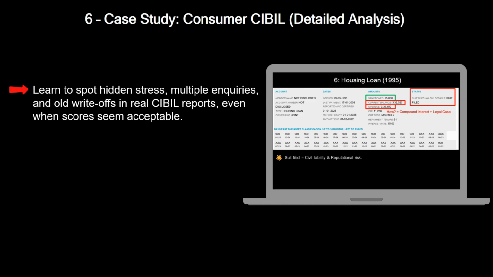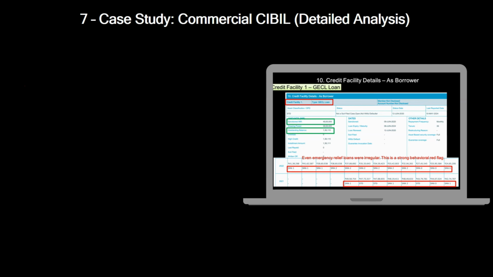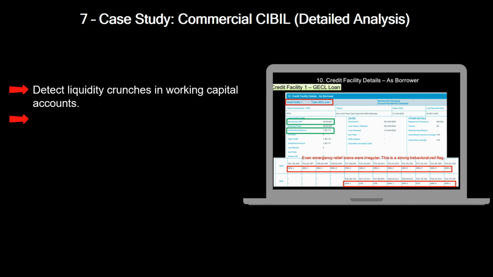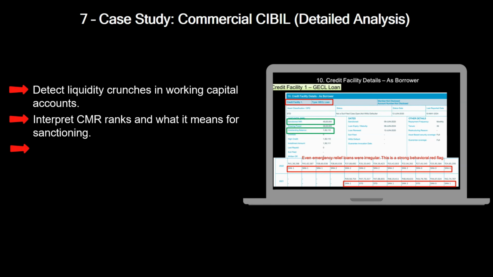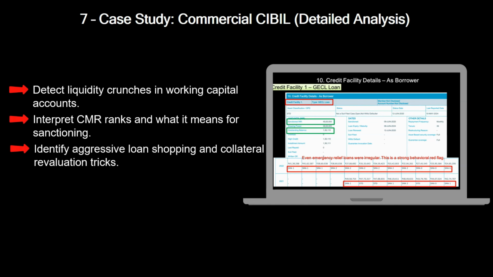Then finally, we will close this masterclass with a live commercial CIBIL analysis. So here you will learn how to detect liquidity crunches in working capital accounts, interpret CMR ranks and what they mean for sanctioning, and finally how to identify aggressive loan shopping and collateral revaluation tricks. So this case study will make you ready for credit committee discussions.